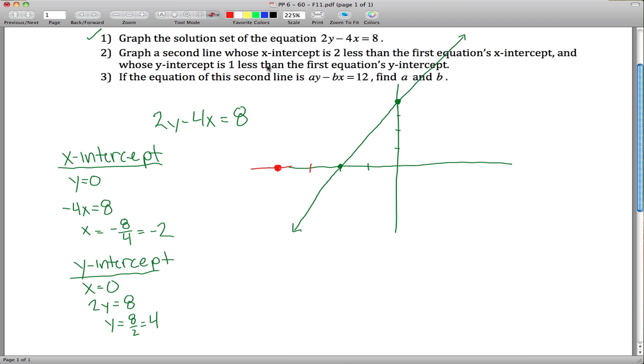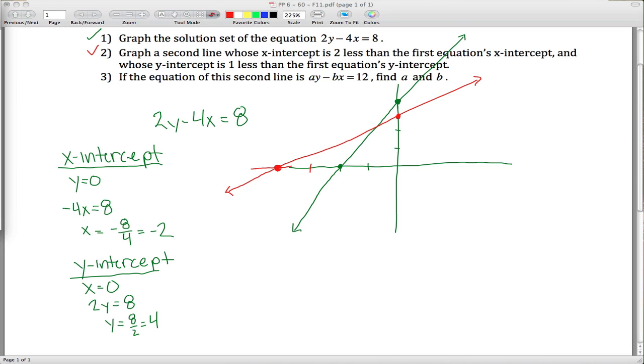And whose y-intercept is 1 less than the first equation's y-intercept. Okay, the first equation's y-intercept was up here at 4, so the new one is down here at 3. 1 less than 4 is 3. And now we have 2 points, and I can attempt to connect those with a more or less straight line. Not too bad. And we've now completed task 2.